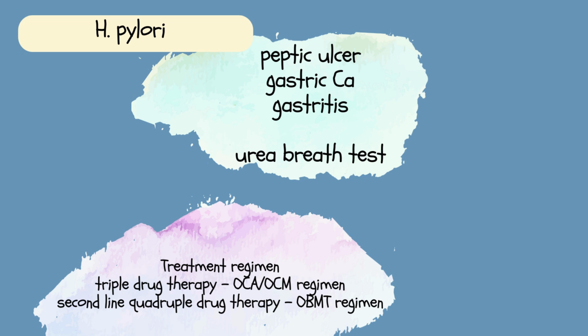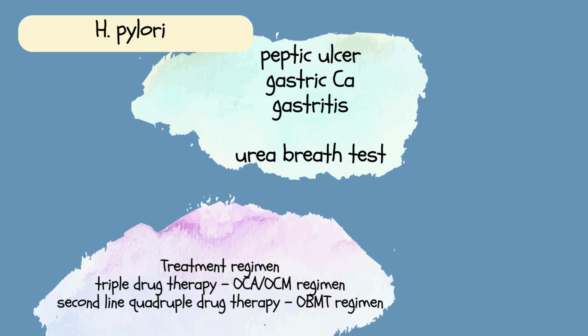That means maybe they are indicated for treatment. And there are two kinds of treatment regimen. One is the triple drug therapy with the OCA or OCM regimen. That is omeprazole, clarithromycin, and amoxicillin, or omeprazole, clarithromycin, and metronidazole. Okay, we are using omeprazole, which is a PPI. We are using clarithromycin, a macrolide antibiotic, and amoxicillin. Instead of amoxicillin, we can also use metronidazole. Once this regimen is given for 14 days, we then do a urea breath test.